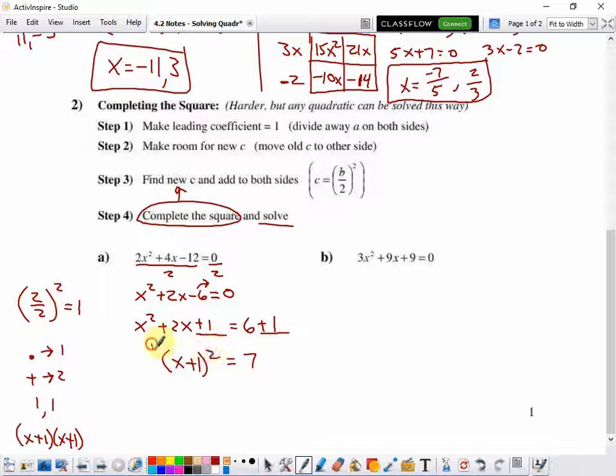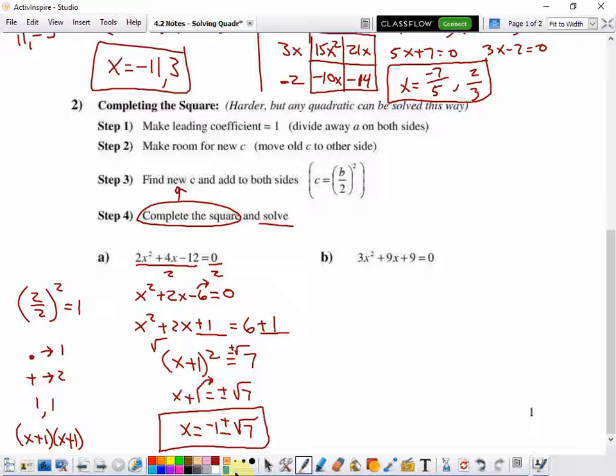To get rid of this squared, I need to do a square root on both sides, and that automatically gives me positive and negative. So x plus 1 equals plus or minus the square root of 7. And I need to move that 1 over. X equals negative 1 plus or minus the square root of 7. And that is two solutions right there. Negative 1 plus root 7, negative 1 minus root 7 are my two solutions. They are irrational, but they are real numbers. So those are the two places where this quadratic would cross the x-axis.